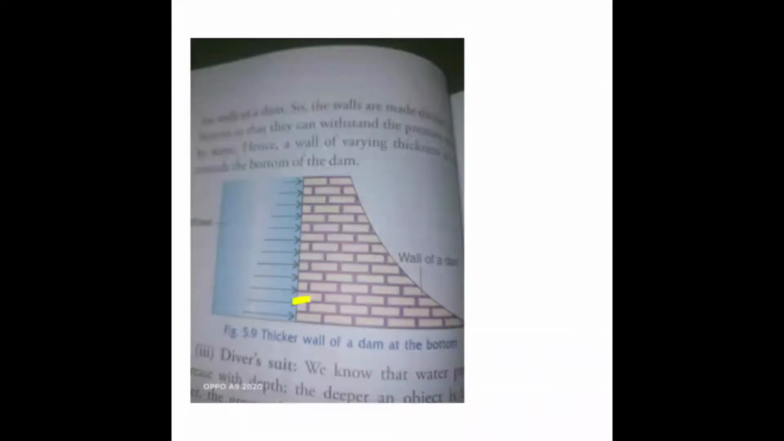Next, walls of a dam are thicker at the bottom. If the walls of the dam are not thicker, here you see, then the dam can easily collapse, because liquid pressure is more at maximum depth.